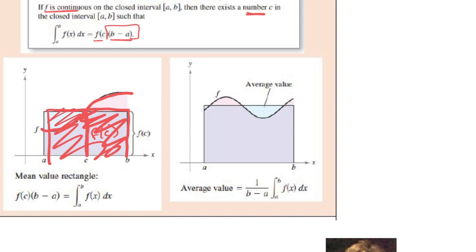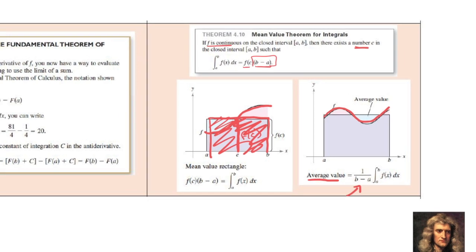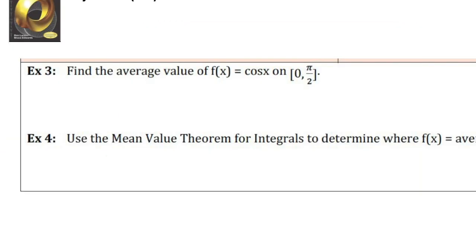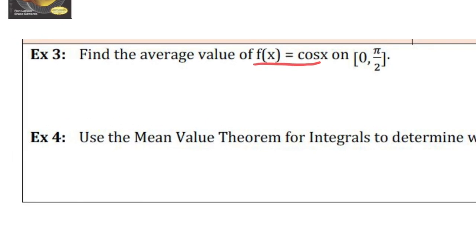Now the average value of your function is a little different than the mean value. If you're asked for the average value, you would take your 1 over b minus a and multiply it by the integral. So that would be, once again, the average value of your entire function over the interval. For our first example, we're going to find the average value of f of x equals cosine x on the interval 0 to pi over 2.